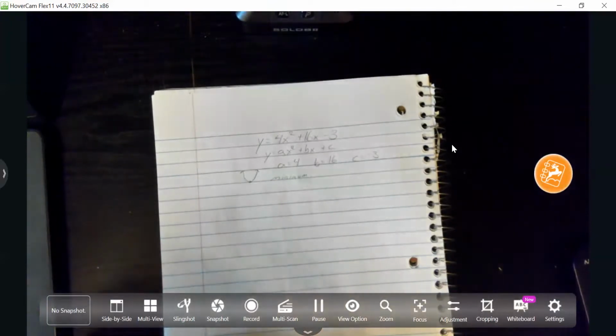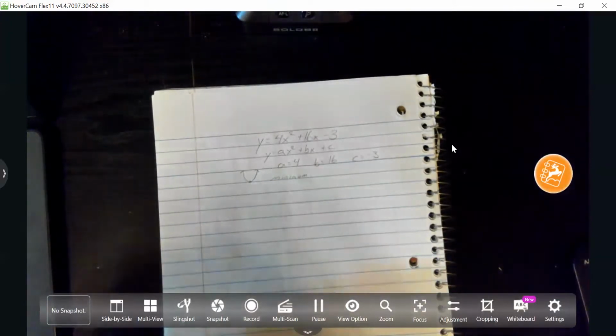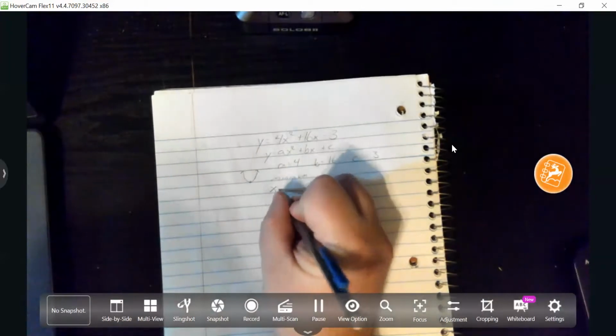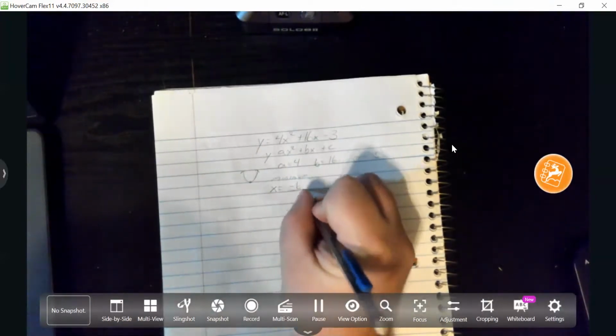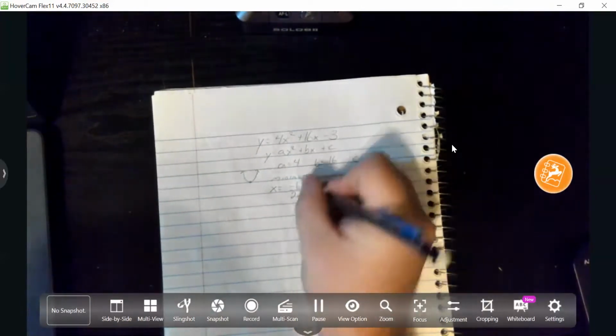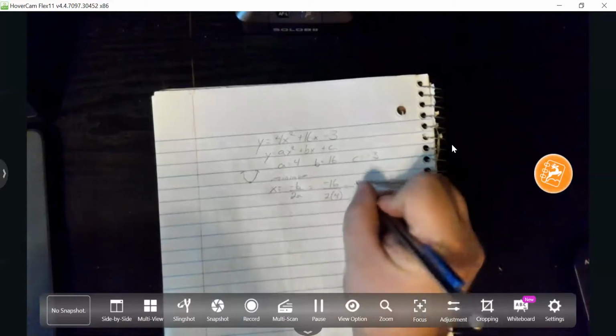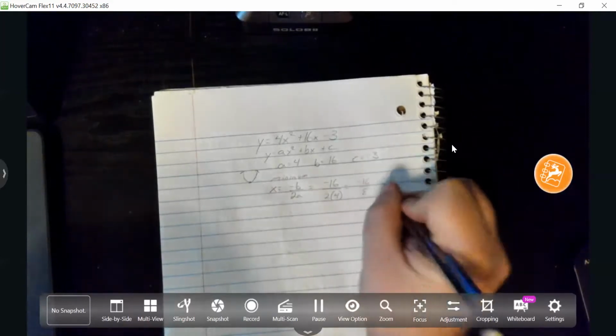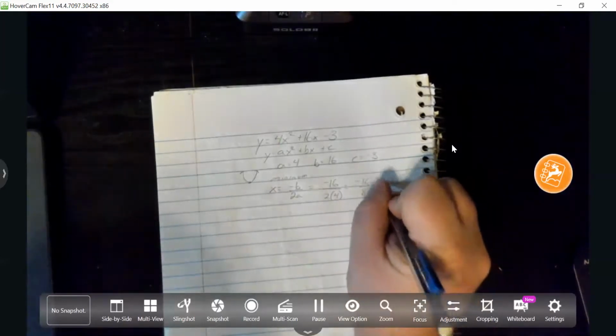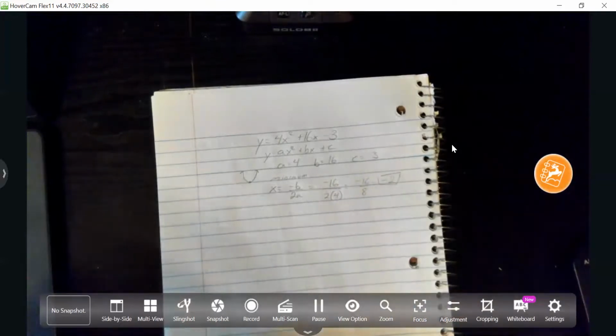To find the minimum, we need to find the vertex. So I know that my vertex is going to be x equals negative b over 2a. So that's negative 16 over 2 times our a value of 4, which gives me negative 16 over 8, which is negative 2. So the x value is negative 2. That's the x value of our vertex.